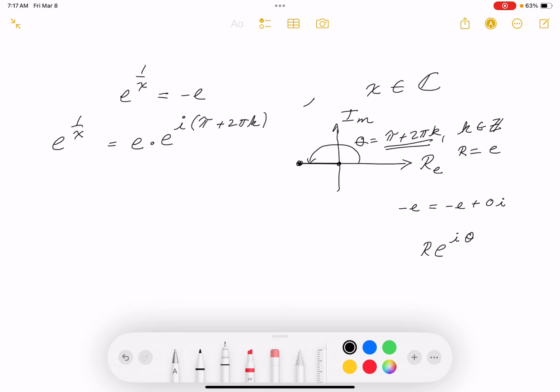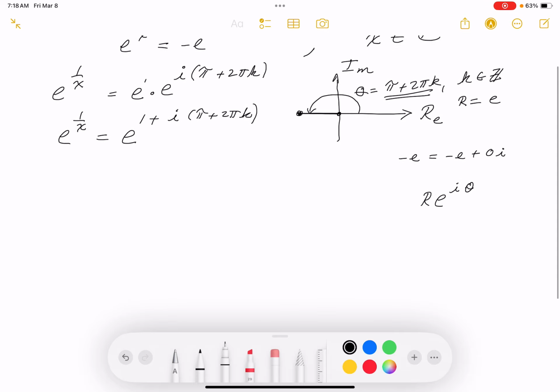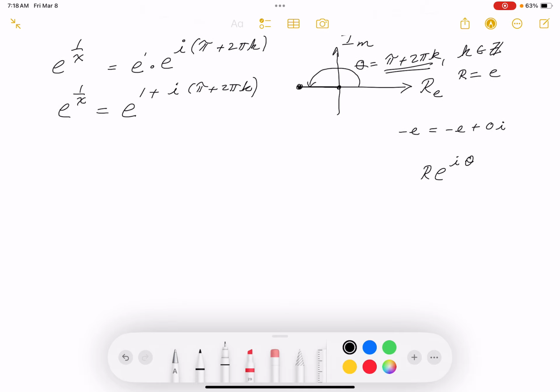Now I'm looking at this, and I want to write it so it looks like both sides are an exponential. 1 over x equals e to the 1, that's a 1 there, so I'm just going to add the exponents now: 1 plus i times pi plus 2 pi k. All right? What I'm going to do now is equate their exponents. So 1 over x is equal to 1 plus i pi plus 2 pi k.